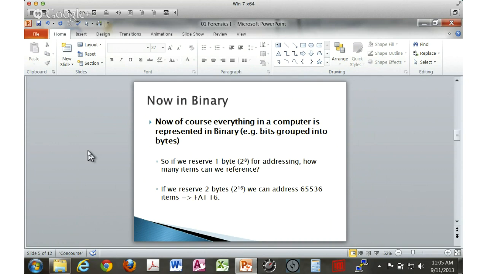So we see if we reserve 2 bytes, 2 to the 16, we can address 65,536 items. Okay? This, of course, is what FAT16, File Allocation Table 16, is based on. And we did introduce FAT32 yesterday. But let's look at FAT16.